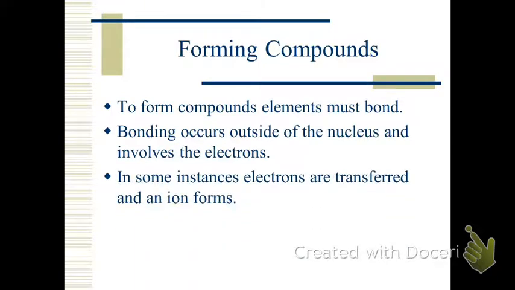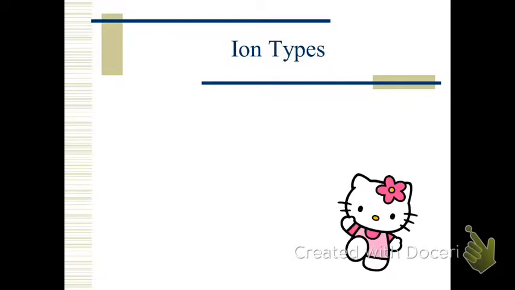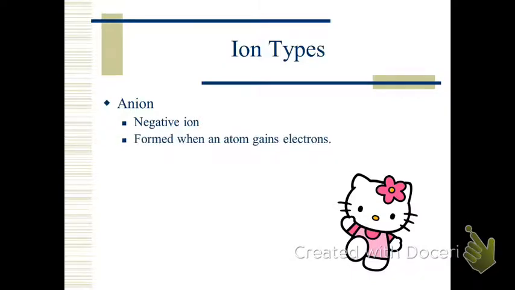And then it says in some cases electrons are transferred and an ion forms. And so we have a couple of different ions here. The first kind we have is an anion, and that is how you pronounce it, anion. An anion is a negative ion. Let's think about that in terms of electrons. If I'm a negative ion, I am going to have to gain electrons, right? Those electrons are negative particles. So when I gain those electrons, I become negative.